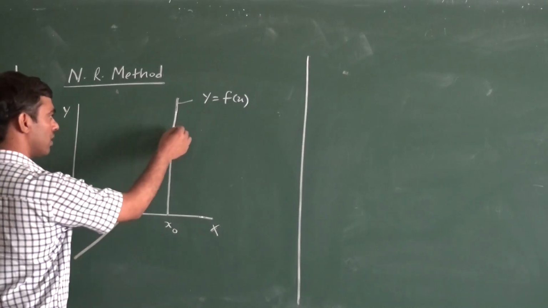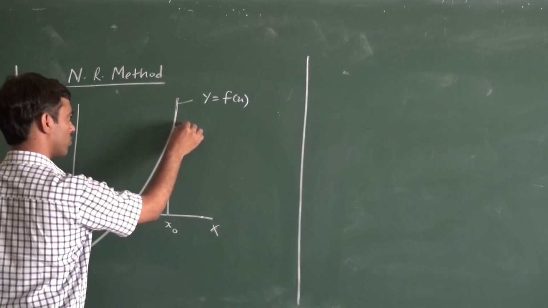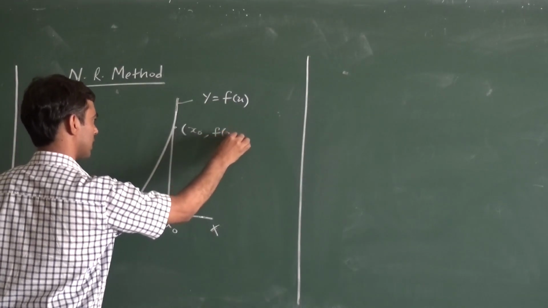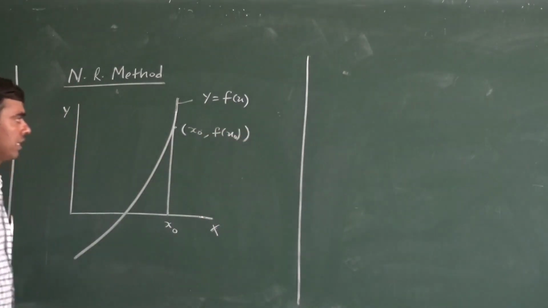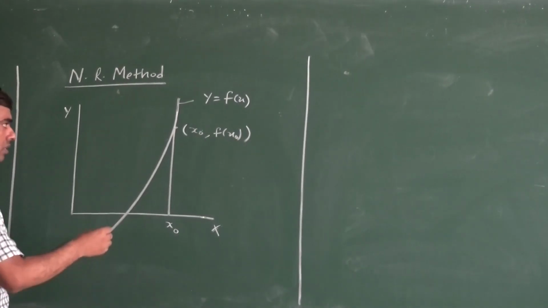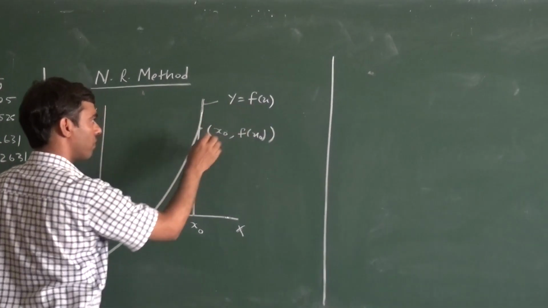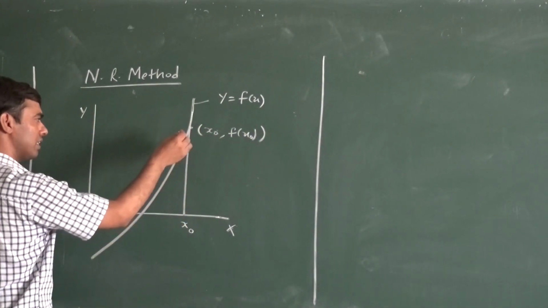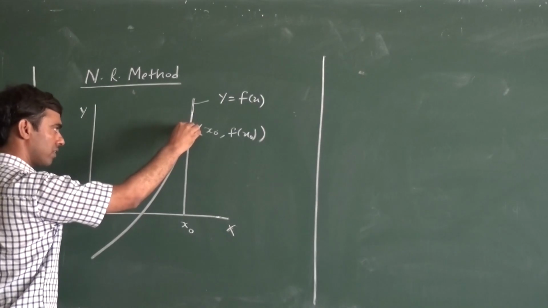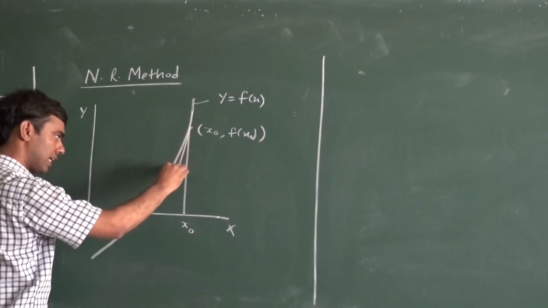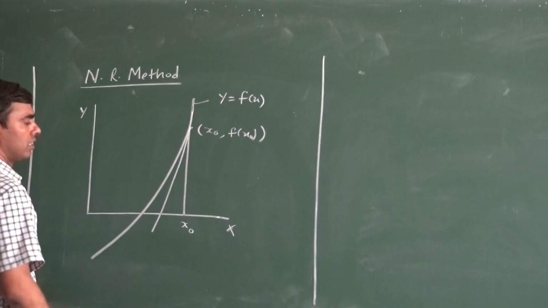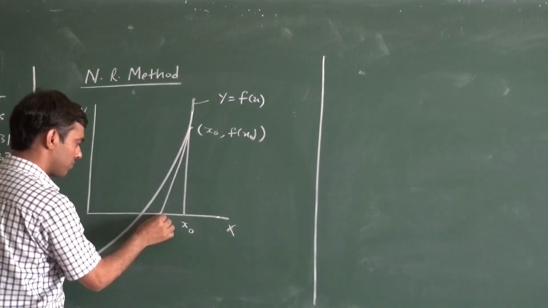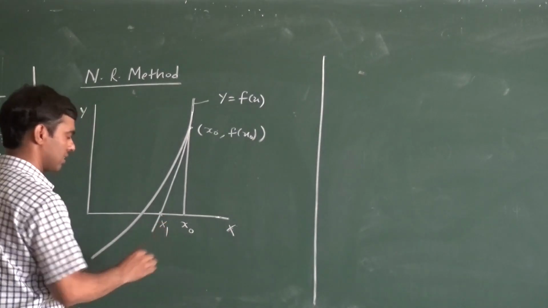So what is the coordinate of this point? The coordinate of this point becomes x0, f of x0. Now this is a curve, this is a function, and this is one point. Now we are able to draw a tangent. So we draw the tangent at this point, and suppose this is the point of intersection with the x-axis.